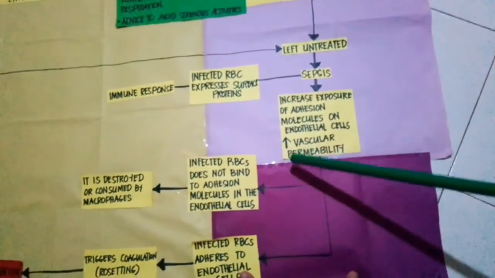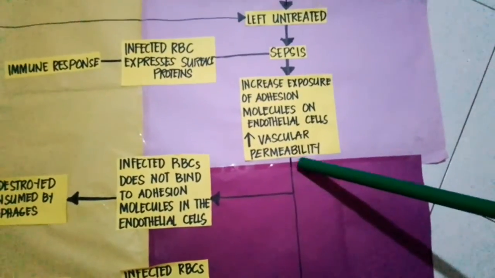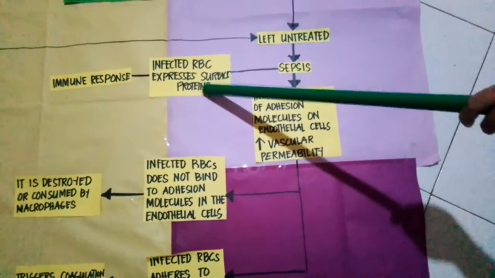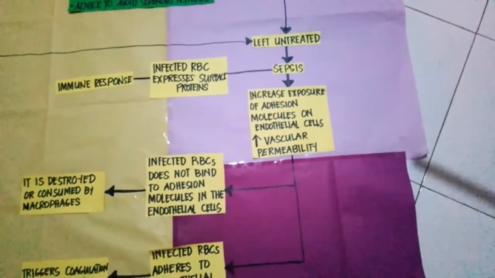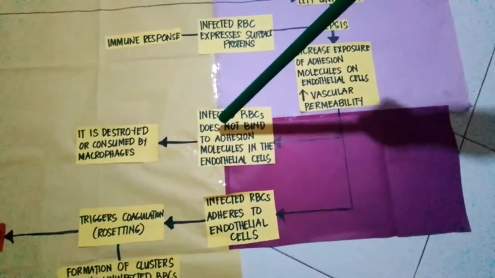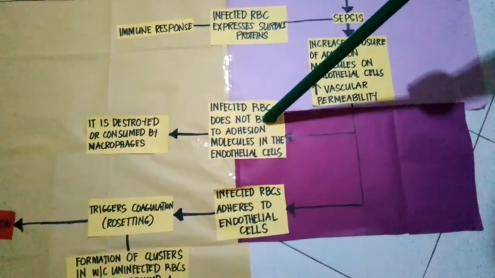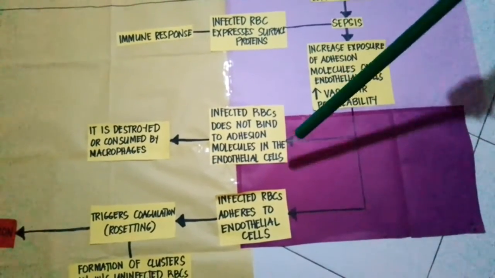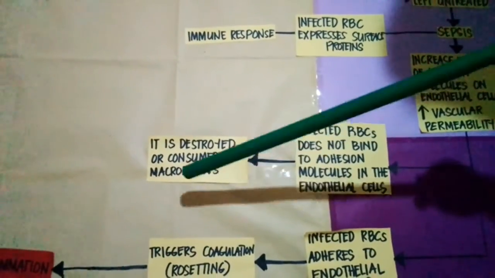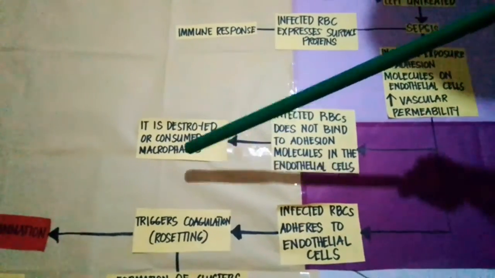So it increases vascular permeability, okay, so that white blood cells can enter here. So the blood vessels have receptors, and then they attract the red blood cells. So there are two ways. If the infected red blood cell does not bind to the adhesion molecules in the blood vessel, it will just be consumed or destroyed by macrophages in the spleen. So the splenic macrophages destroy it here.